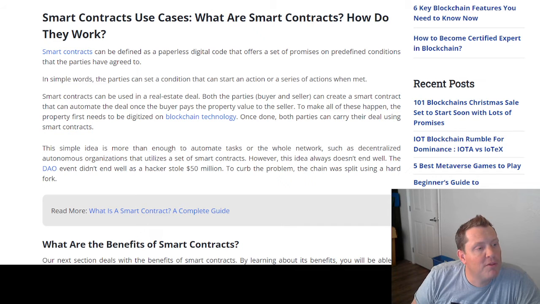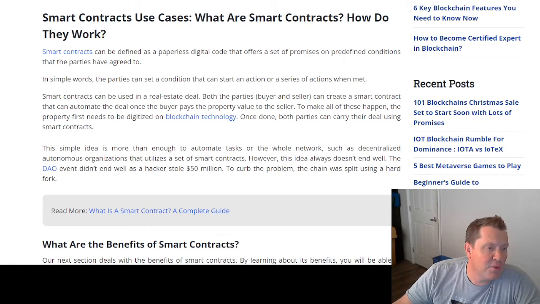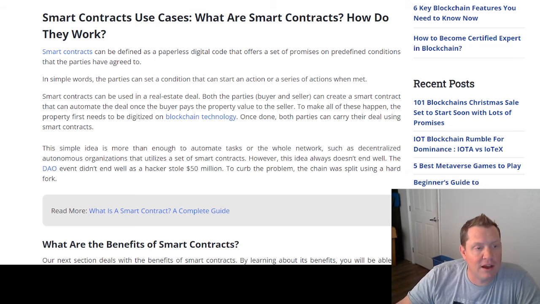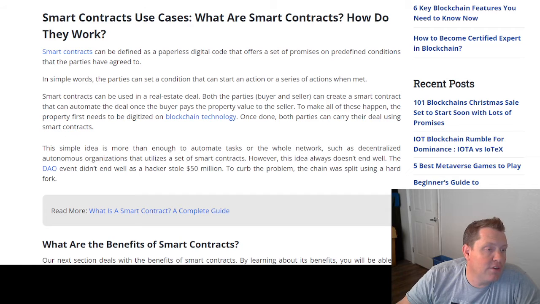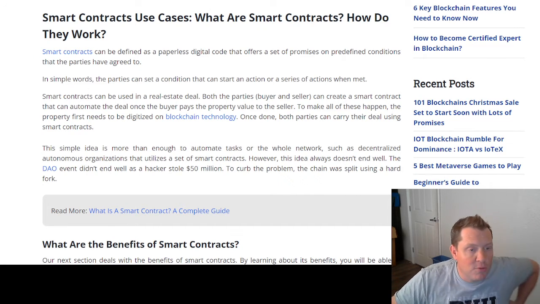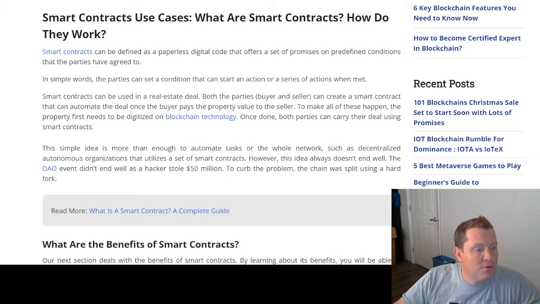To make all these happen, the property first needs to be digitized on blockchain technology. Once done, both parties can carry their deal using the smart contracts. The simple idea is more than enough to automate tasks or the whole network, such as decentralized autonomous organizations that utilize a set of smart contracts. However, this idea always doesn't end well. The DAO event didn't end well as the hackers stole 50 million. To curb the problem, the chain was split using a hard fork.